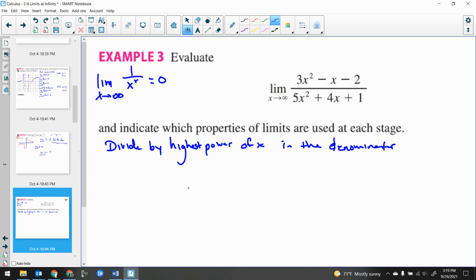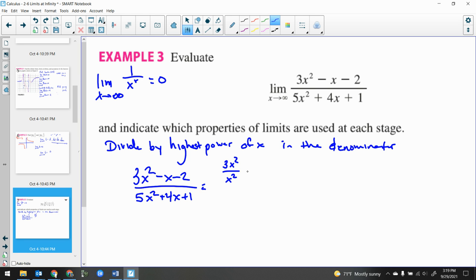Okay, what does that mean? Well, here's my rational function: 3x squared minus x minus 2 over 5x squared plus 4x plus 1. So what's my highest power of x in the denominator? x squared. So I'm going to divide every piece by x squared.